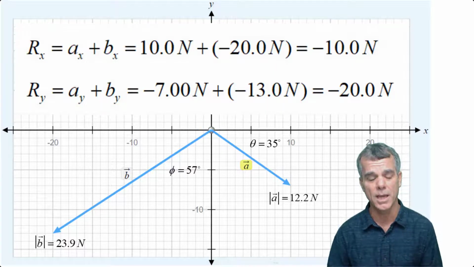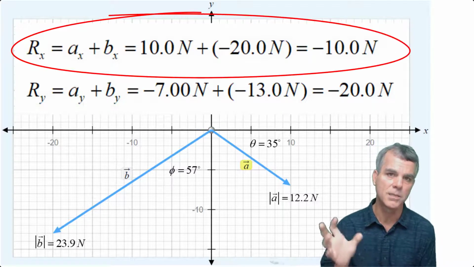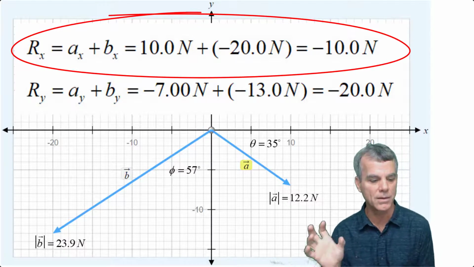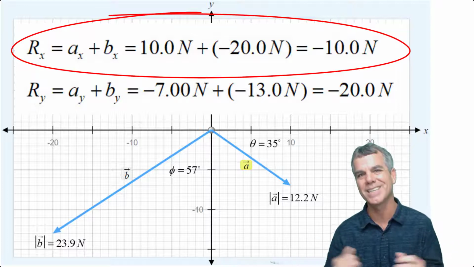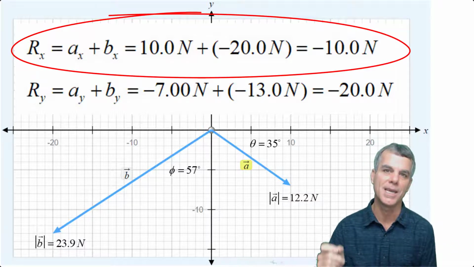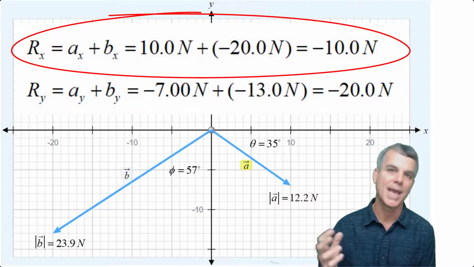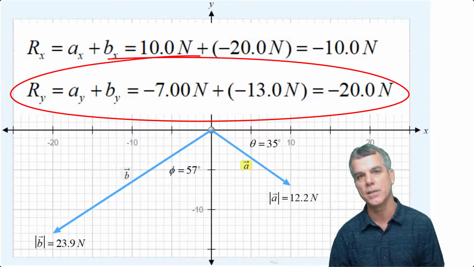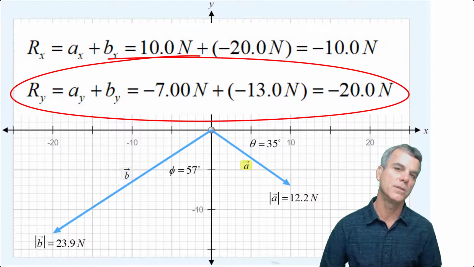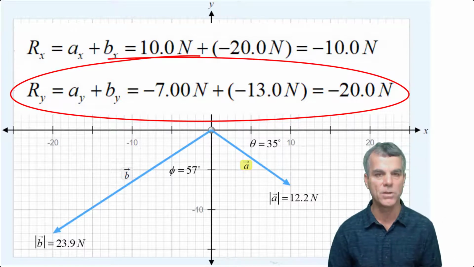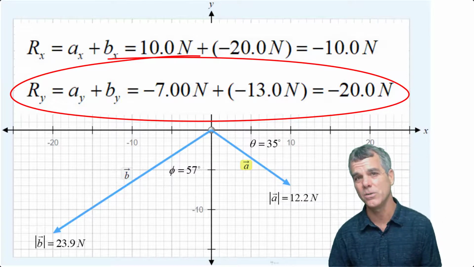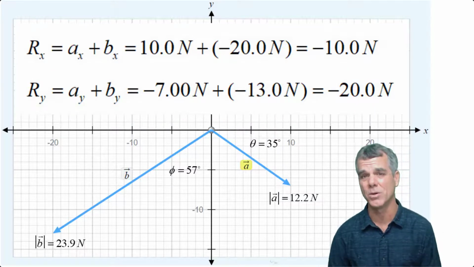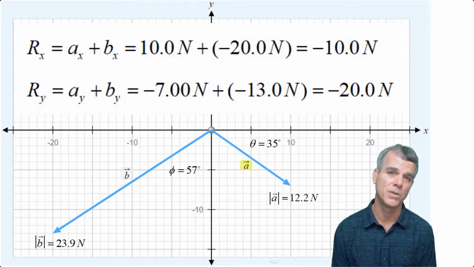In this particular case, we get Ax plus Bx equals 10 newtons plus a negative 20 newtons. So my x component of the sum is negative 10 newtons. Ay is negative 7 newtons. By is negative 13 newtons. So my resultant y component is negative 7 newtons plus a negative 13 newtons, negative 20 newtons. Again, we just add all the x components together, add all the y components together.